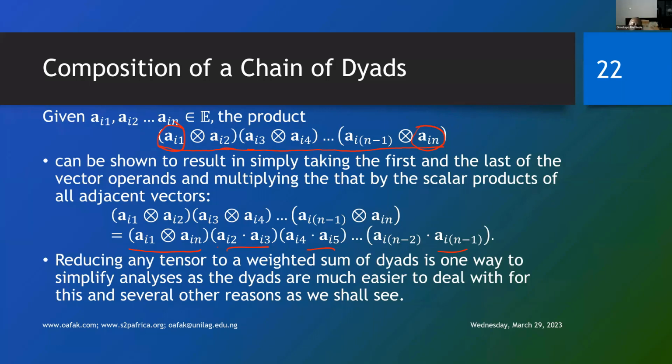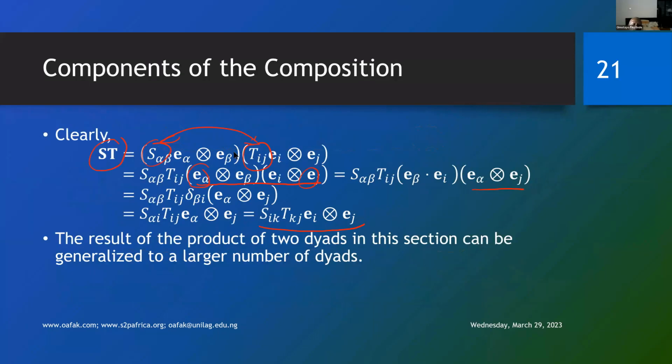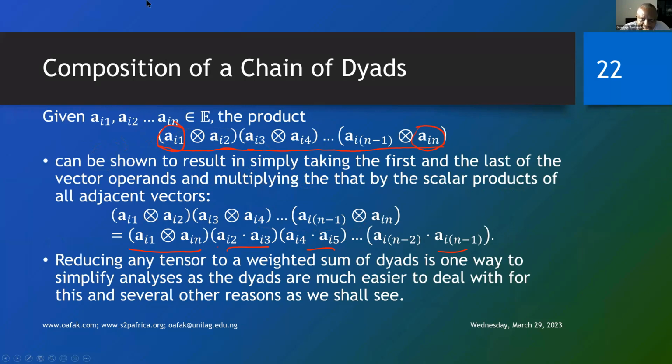Look here. You can see that S is in dyad form and T is in dyad form by expressing S and T in their components. So given any tensor, you can always get the dyad form of the tensor, because that is the easiest way to deal with tensors. It's better to deal with dyads than to deal with general tensors.